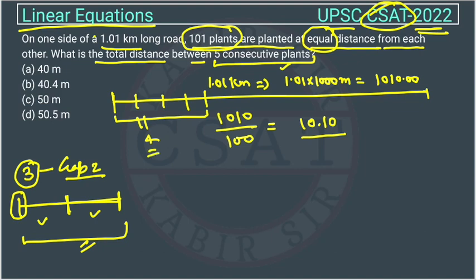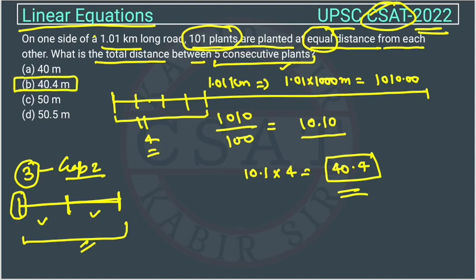This one distance is 10.1. So the total will be 10.1, 10.1, 10.1 and so on. Otherwise you can add them all, or you can multiply it with 4. So it will come out 40.4. So this is the total distance between 5 consecutive plants. So option B will be the correct answer.